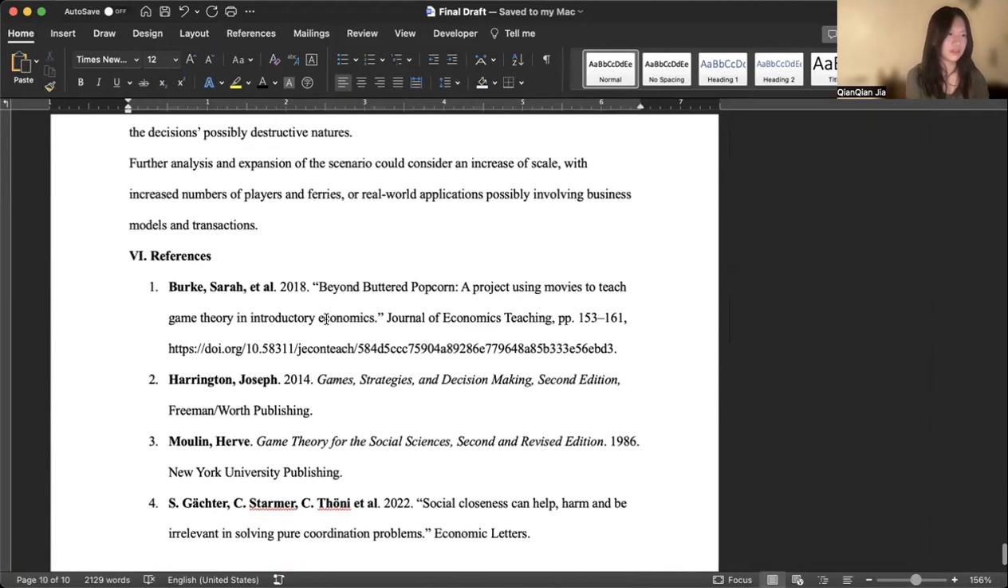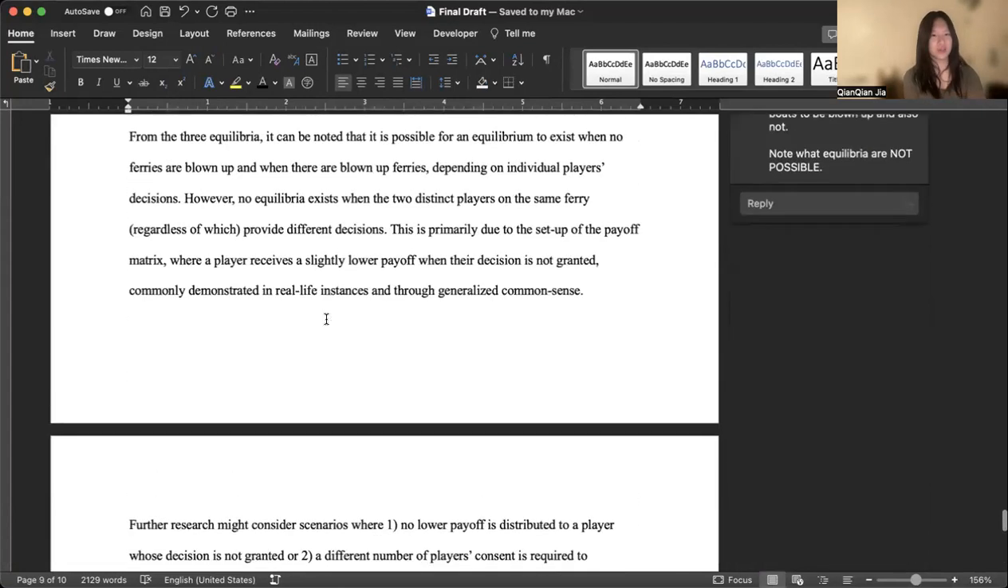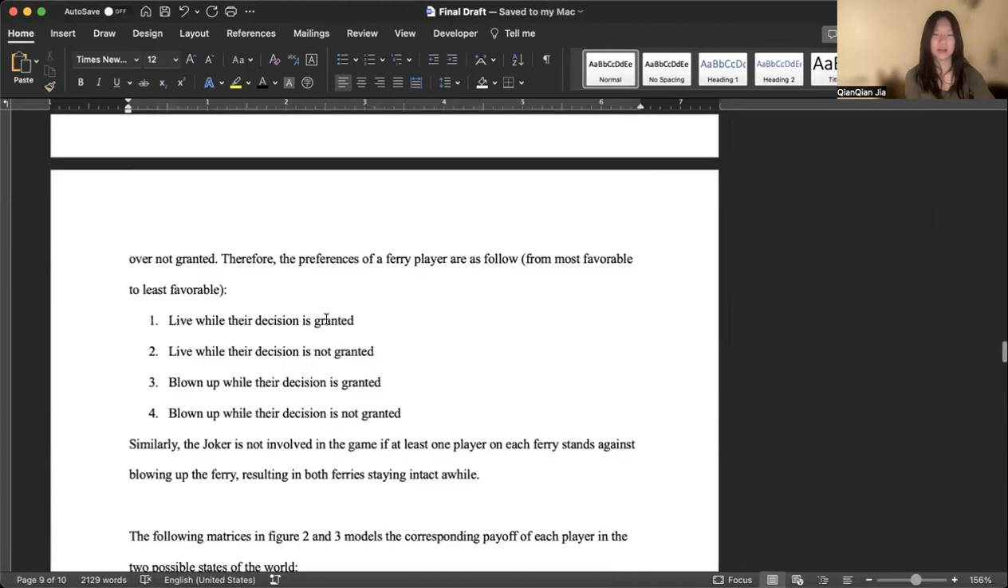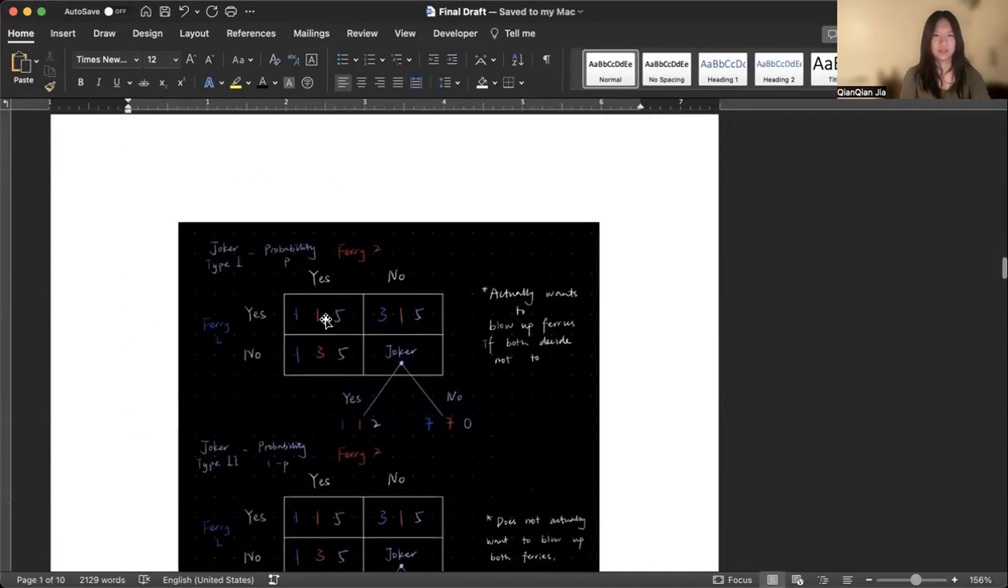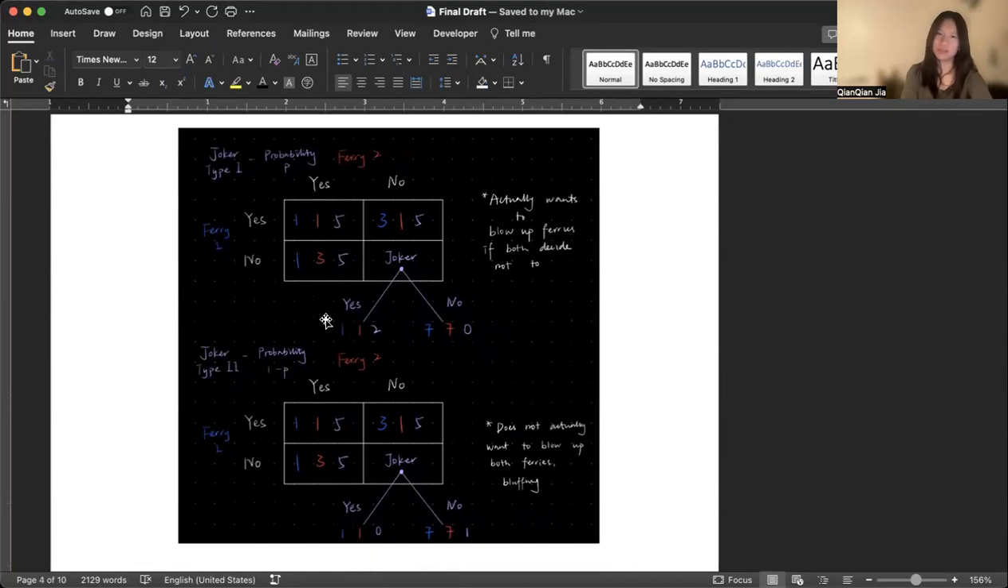Here's the conclusion and references. And so in my research journey, when I formulated this topic, I had two ideas initially. This idea I actually found from a textbook problem, which you can see I also have a model of here. It's much simpler because it's 2x2 matrices, but it did introduce an idea I used of the Joker being uncertain. There is a probability that the Joker will say yes to blowing up both ferries, and there's a probability that he'll say no.